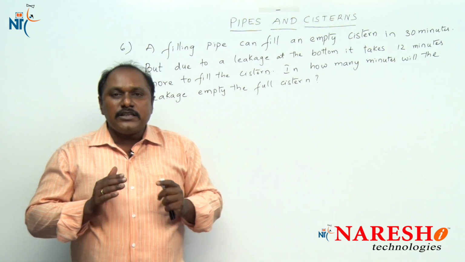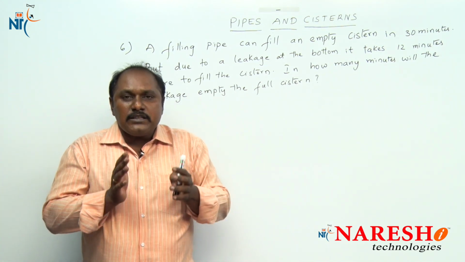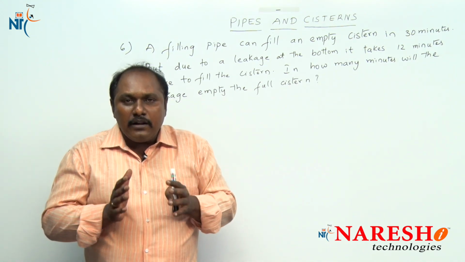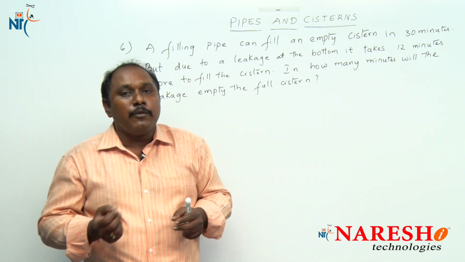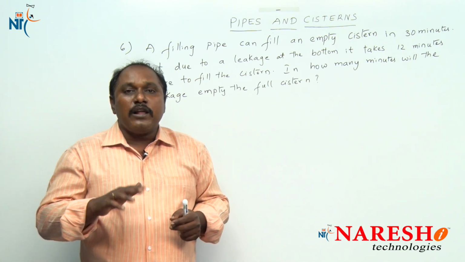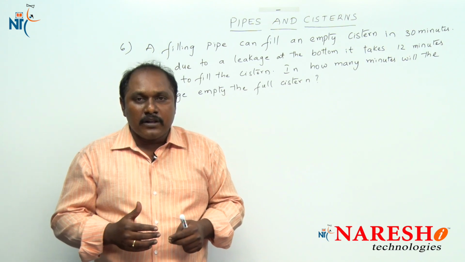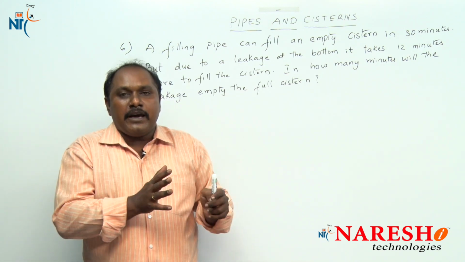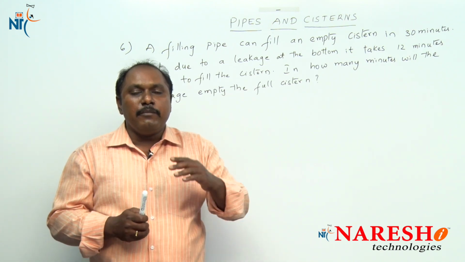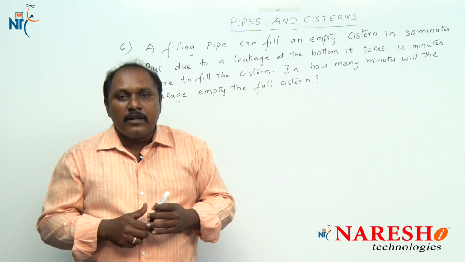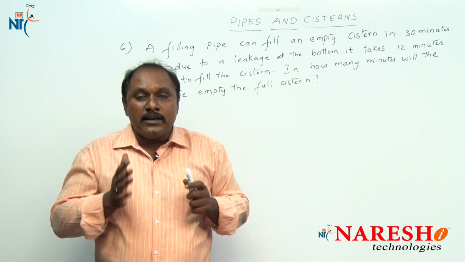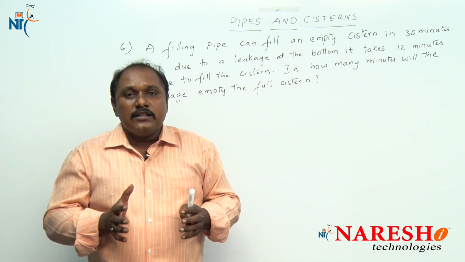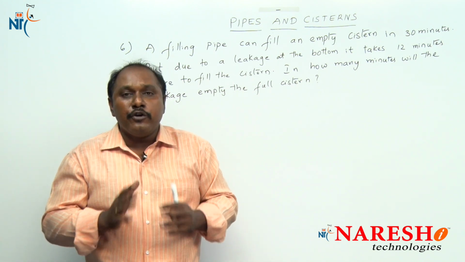Now if you analyze this problem, if there is a filling pipe, it can fill the cistern in 30 minutes, but because there is a leakage at the bottom, it takes 12 minutes more to fill the cistern. That is, if there is only filling pipe, the cistern will be filled in 30 minutes. But if there is a leakage, it will take 12 minutes more. That is, if there is a leakage, the cistern will be filled in 42 minutes.